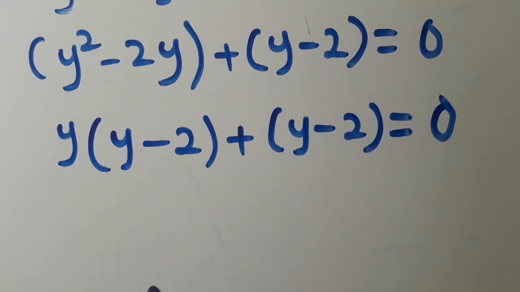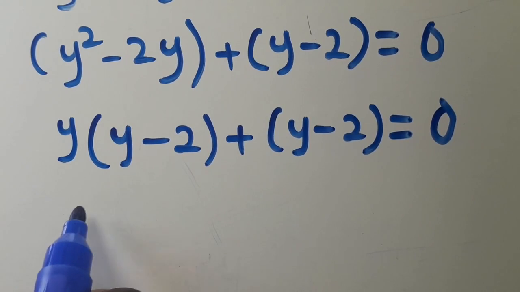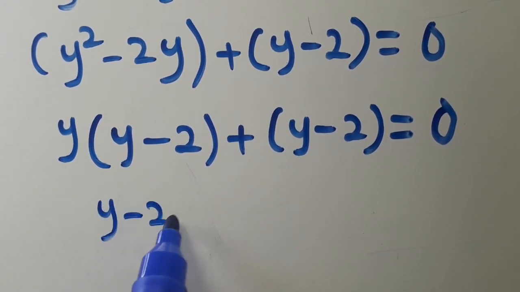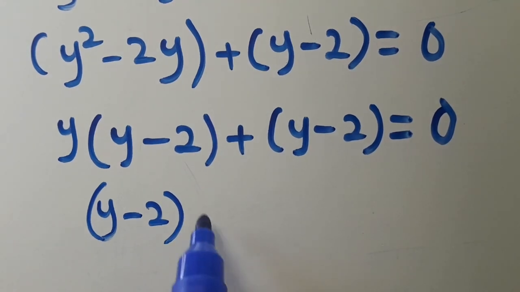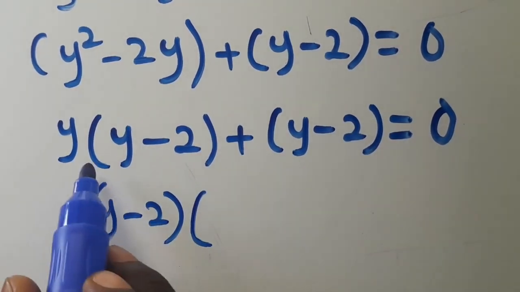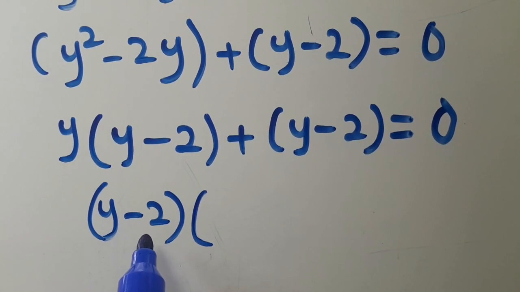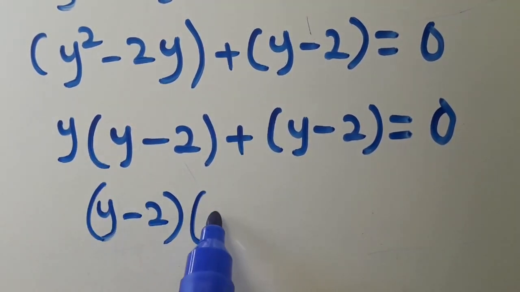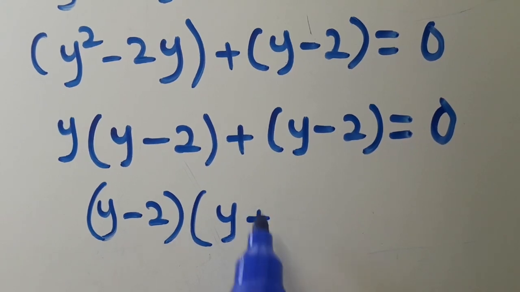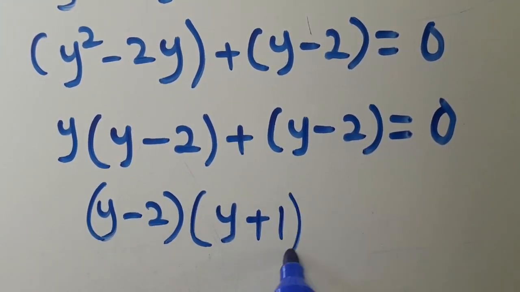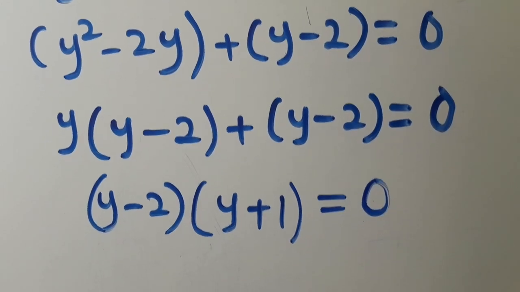Then from here, we can see that we have y minus 2. We can also factor that out as y minus 2. Then we open another bracket. The whole of this divided by this y minus 2, we can see we have only y. Then plus this one divided by this, we have just 1. Then we close the bracket. We should let everything equal 0.